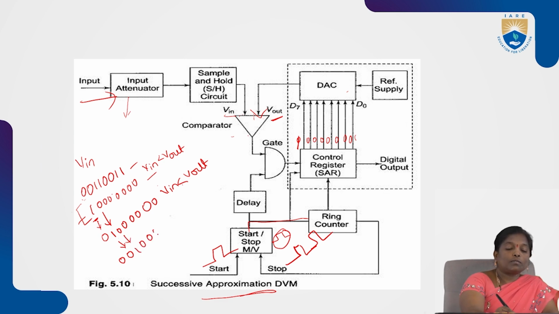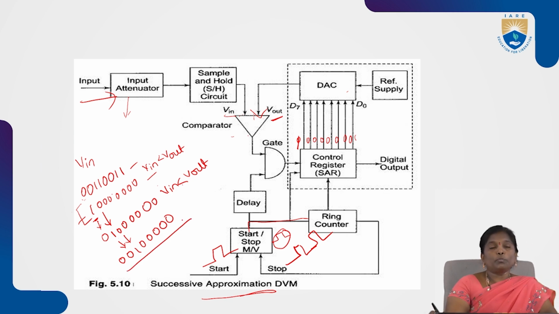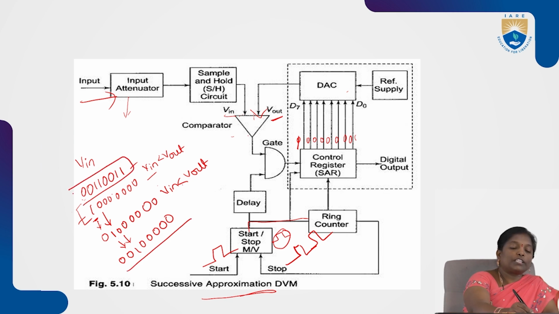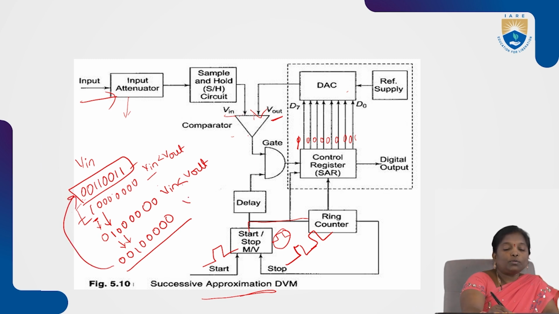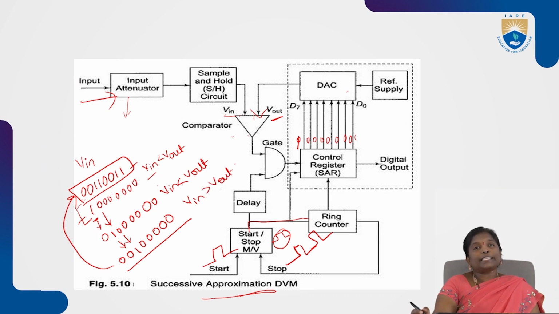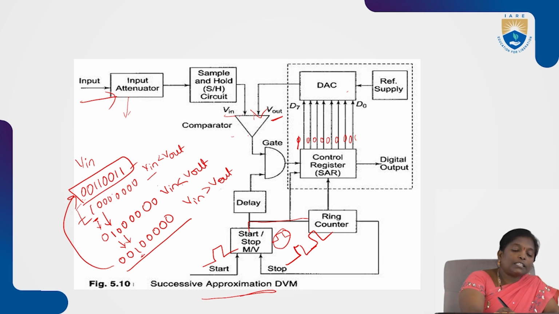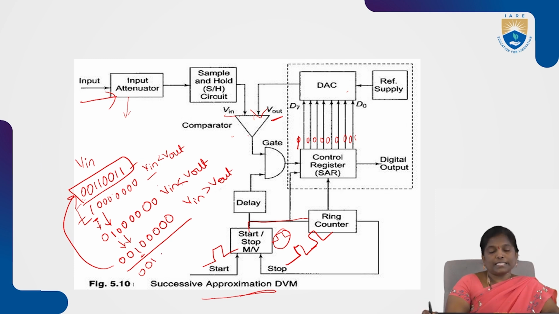So, now compare this output voltage with the input voltage. If we compare the output voltage with the input voltage, then we can say that input voltage is greater than that of output voltage. If input voltage is greater than the output voltage, then no need to reset that particular bit. Up to that point, the bit position is as it is. Next, apply the next clock pulse.